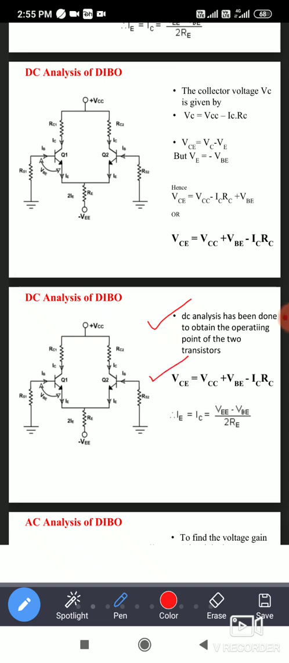So what expressions do we require? These two expressions we require to find the operating point of the two transistors Q1 and Q2, and for that we need to use this diagram. This is called the DC equivalent diagram of the dual input balanced output differential amplifier. Now I will read these two expressions once again. IE is equal to IC is equal to (VEE minus VBE) divided by 2RE. This is the first expression. The second expression is VCE is equal to VCC plus VBE minus IC into RC.